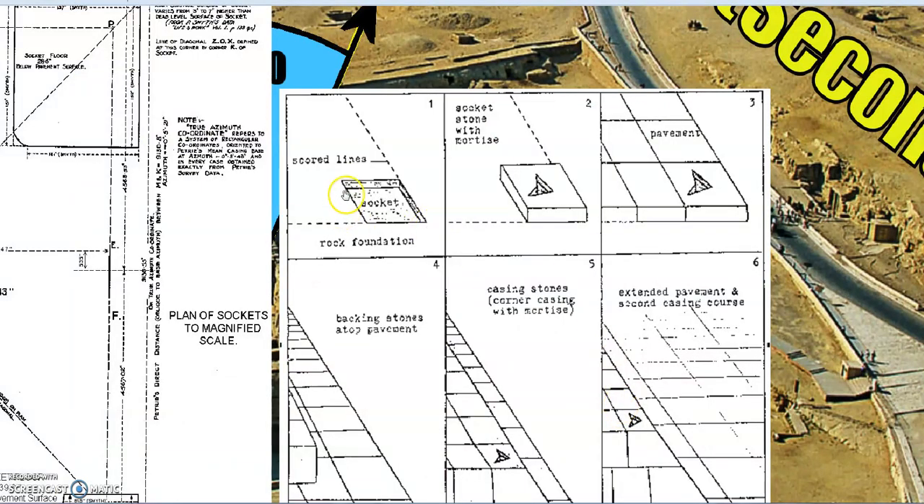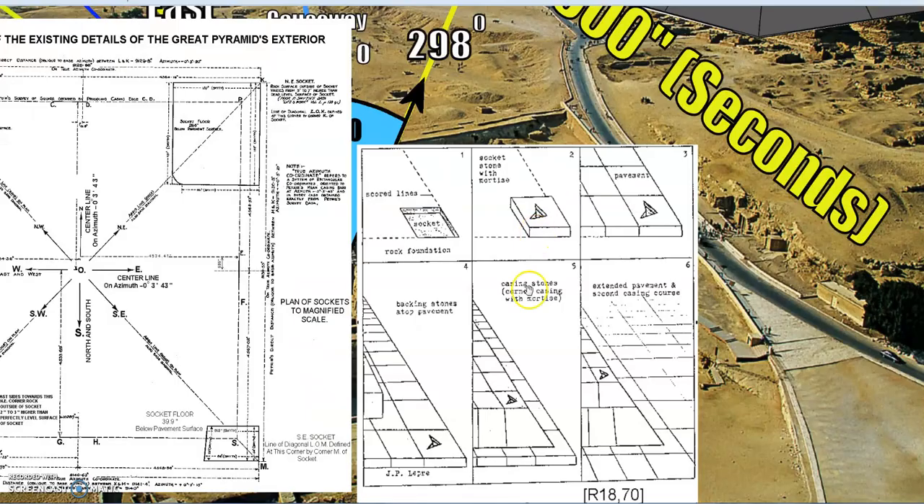Here's a sort of illustration. So the sockets were buried down there, and then the pavement was built on top, and then the pyramid was built above those. So you need to include the pavement, and you need to include the socle or the paving stones, but you also need to include the sockets.